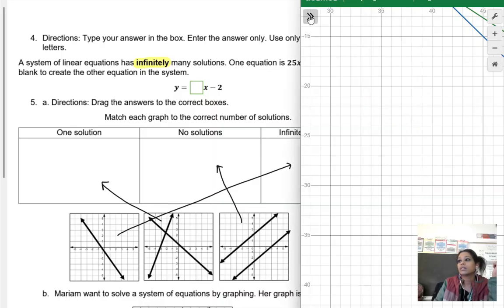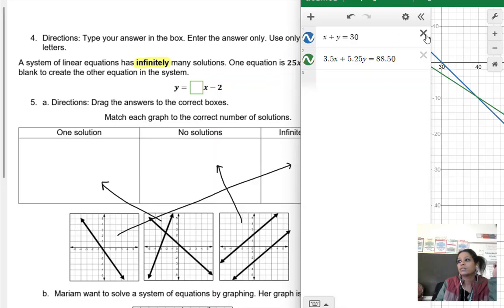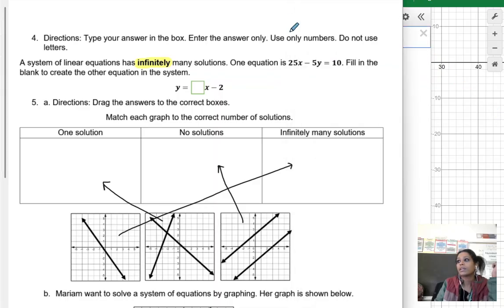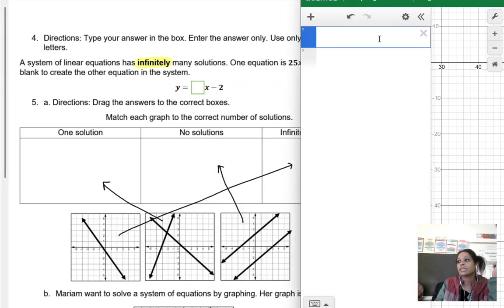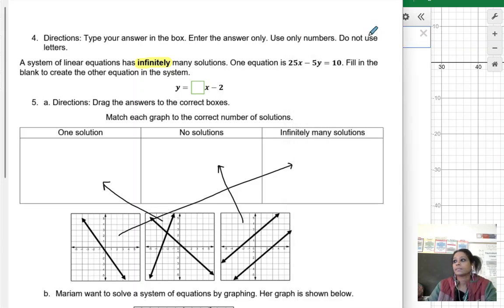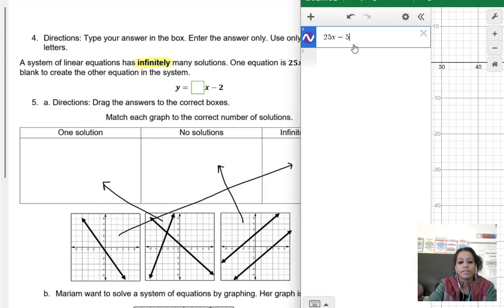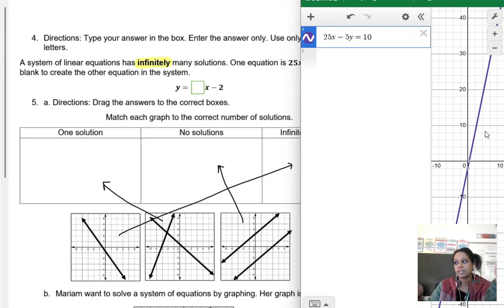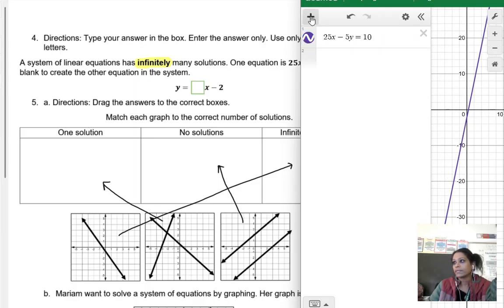So in Desmos, what I'm going to do is, I know that I'm already given one equation, so I'm going to go ahead and type that in. 25x plus negative 5y equals 10. I always like to press the home button just to see it. So there's my graph. So whatever number I put here has to be the same as this graph.